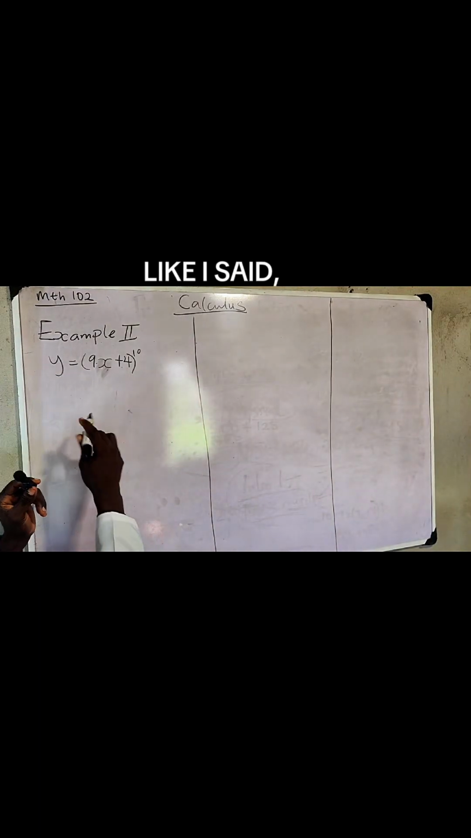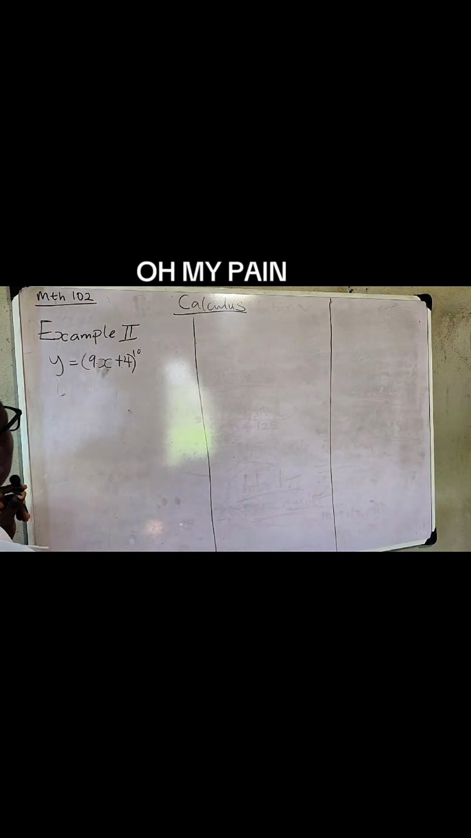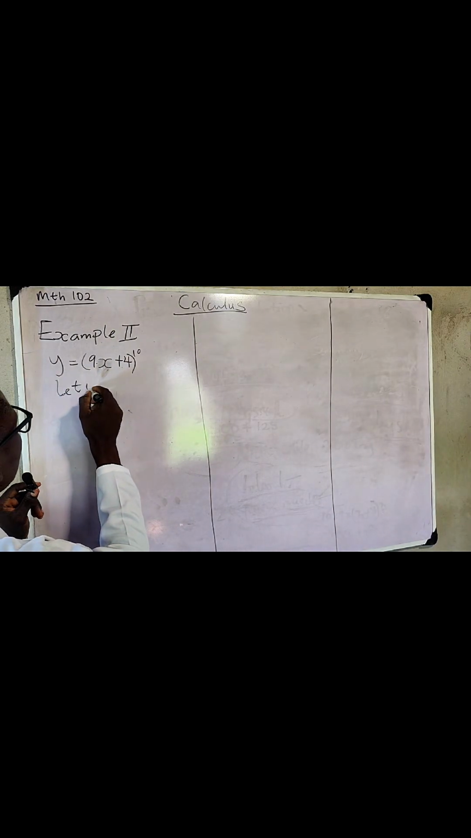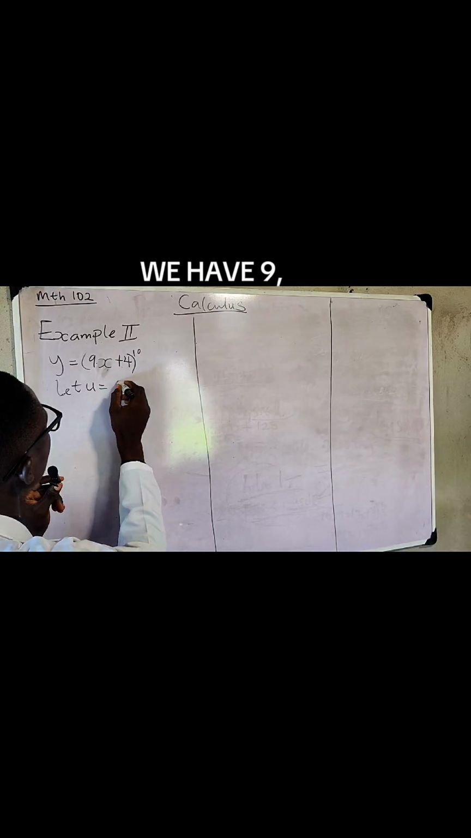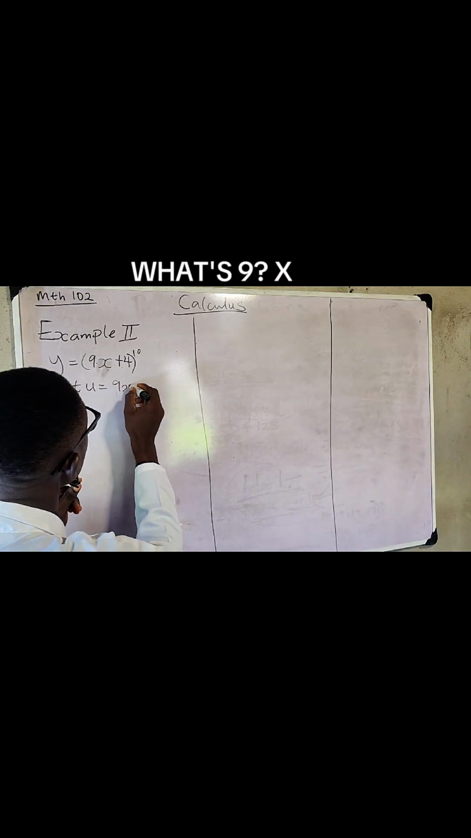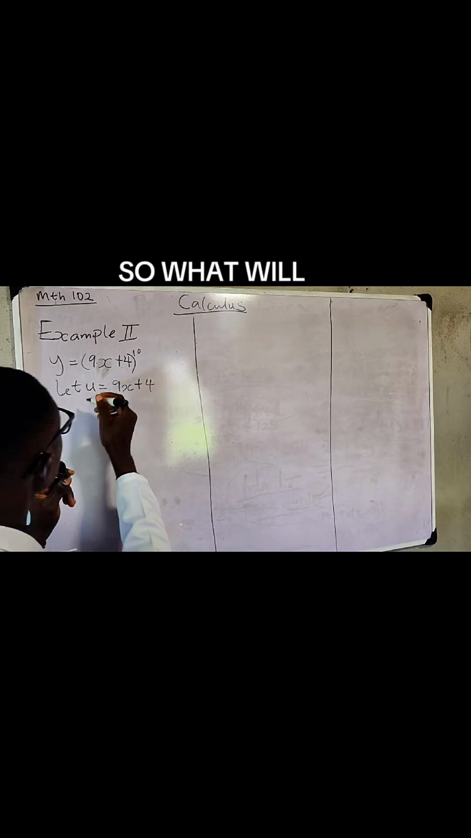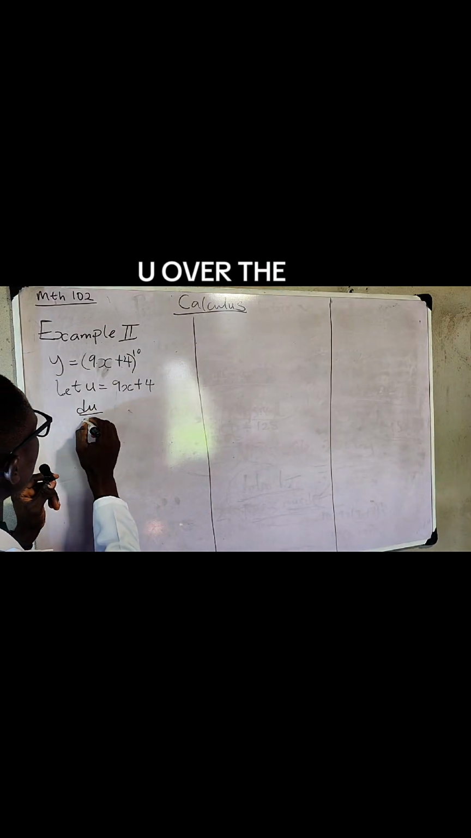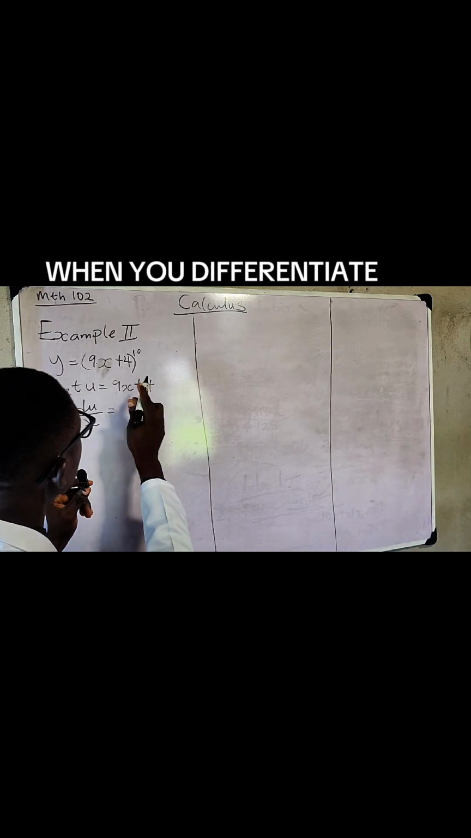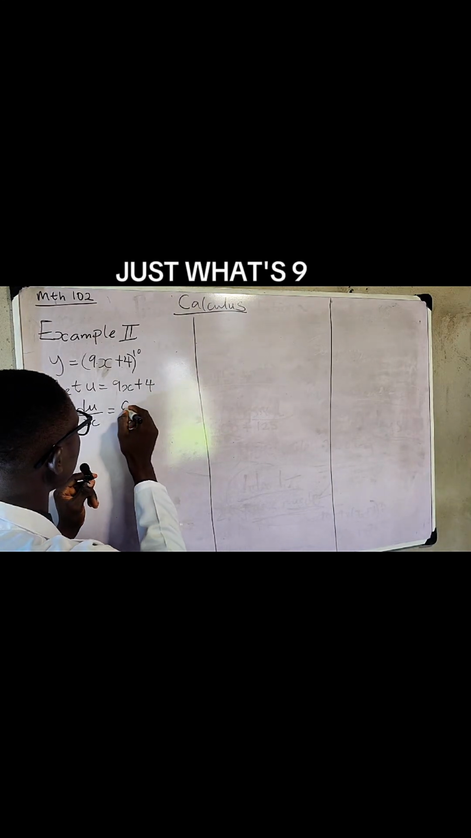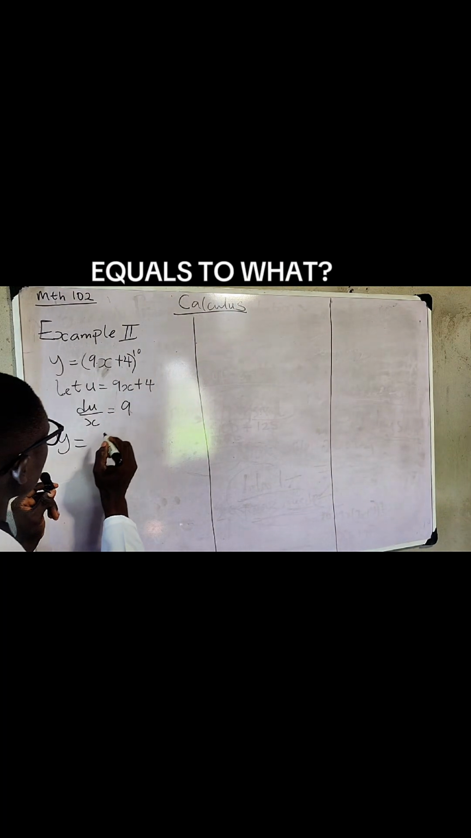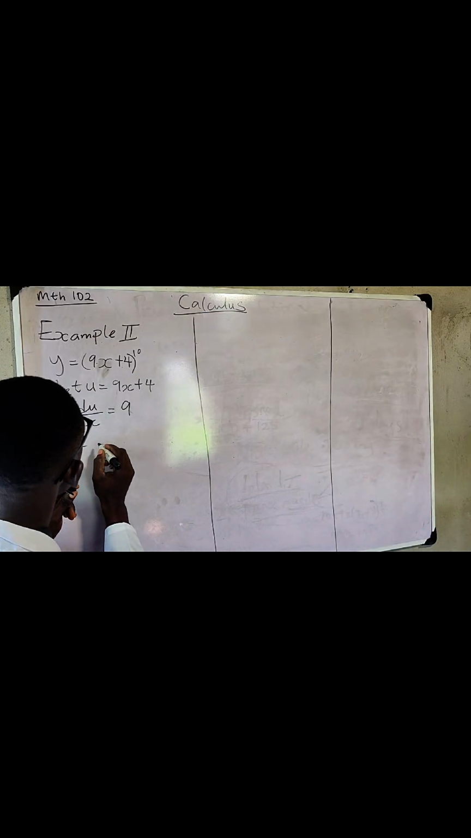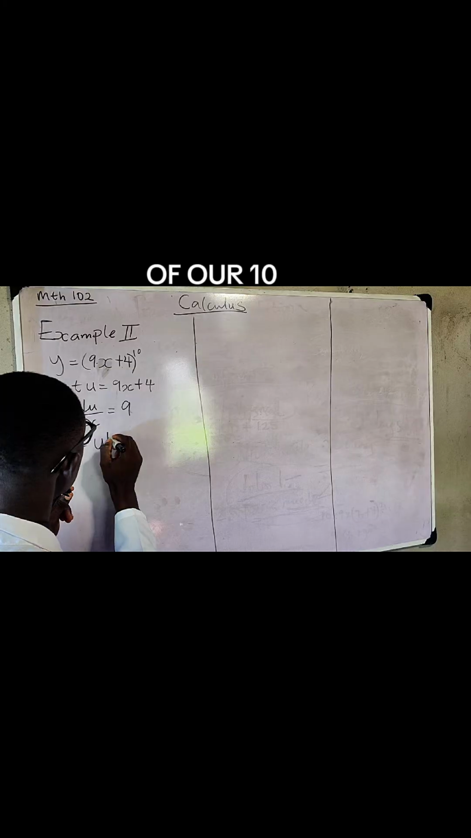Like I said, you let u be equal to what? The term in the bracket. And what's the term in the bracket? We have 9x plus 4. So what will now be du over dx? When you differentiate this, you see that you have just 9 left. So you then say y is equal to u raised to power 10.